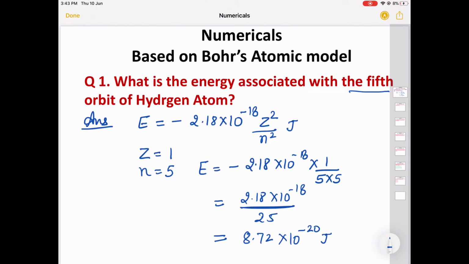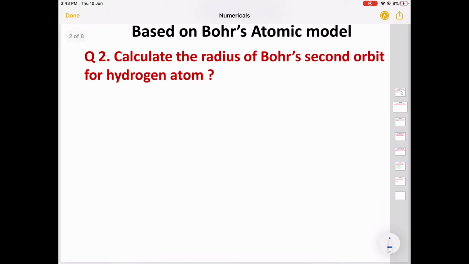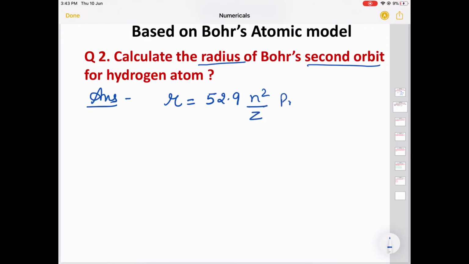Next numerical based on Bohr's atomic model. Calculate the radius of Bohr's second orbit for hydrogen atom. So what is the formula for the radius of the orbit? R is equal to 52.9 n square by Z picometer.